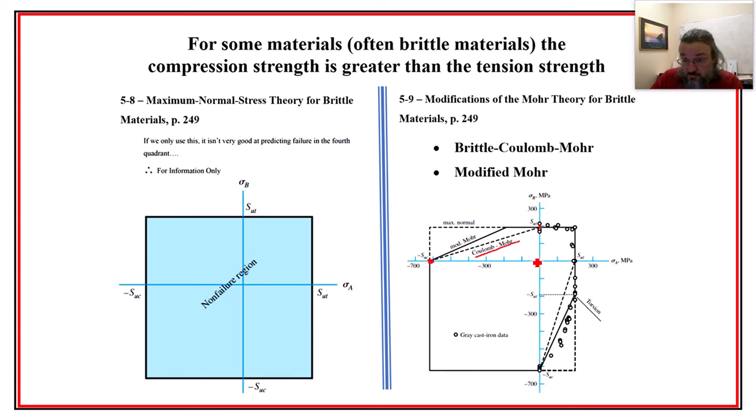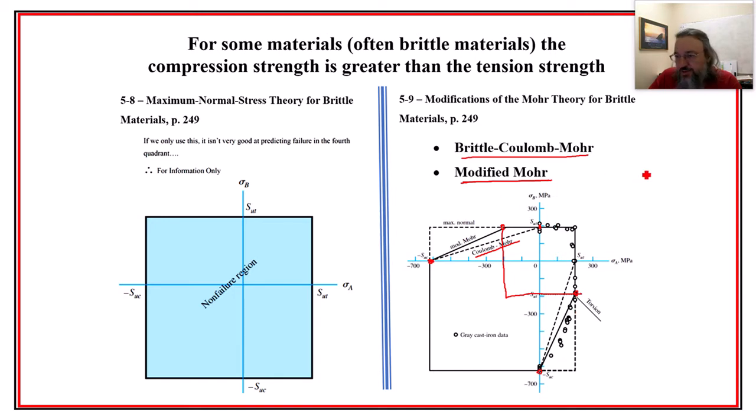But we could improve upon this if we note that instead we make a square right here for the tension, and then from where that square would be, that's where we cut off things. So that would be the modified Mohr, right? So we have the brittle Coulomb-Mohr and the modified Mohr. I'm just going to stick with the brittle Coulomb-Mohr. It's a little bit more cautious, no pun intended.